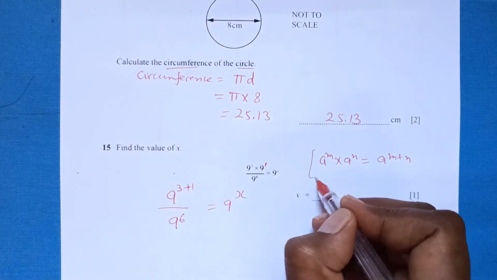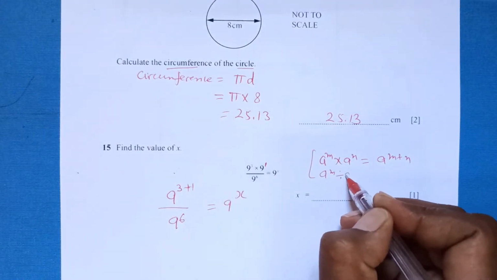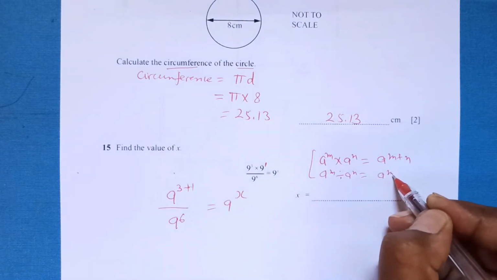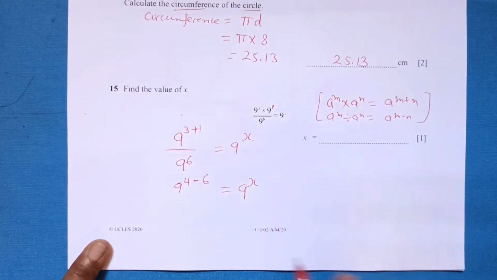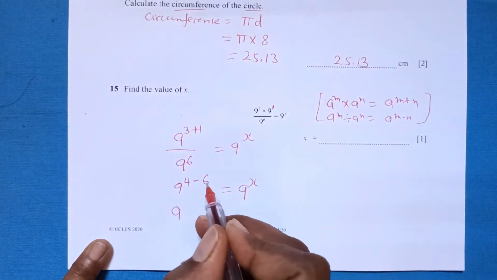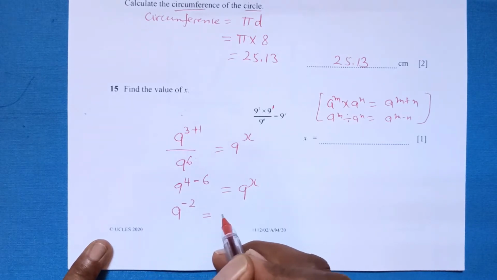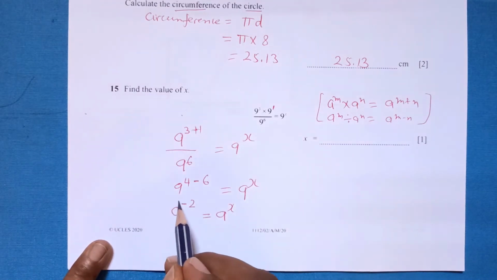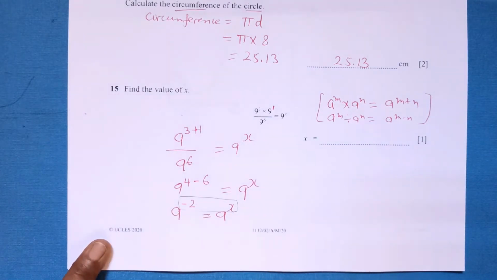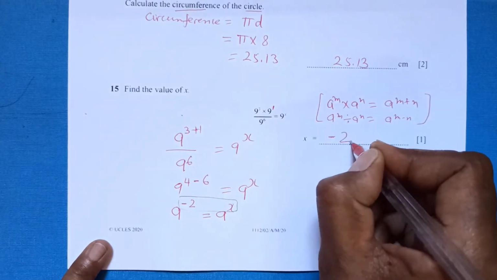And the second rule: a to the power m, if there is a division sign, then we subtract the powers. So now we have 9 to the power 4 up here, divided by 9 to the power 6. That means we subtract the powers. So 9 to the power 4 minus 6 is negative 2, equals 9 to the power x. Now we can equate the powers. You can see the base is the same, so x is equal to negative 2.